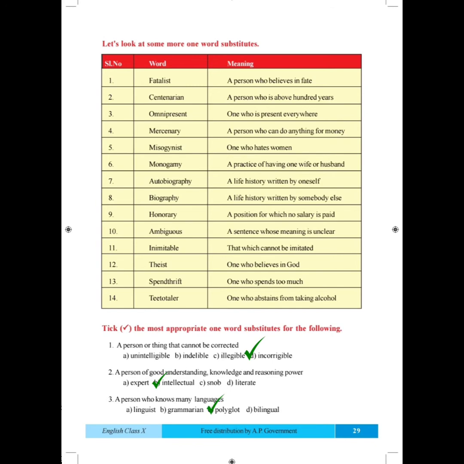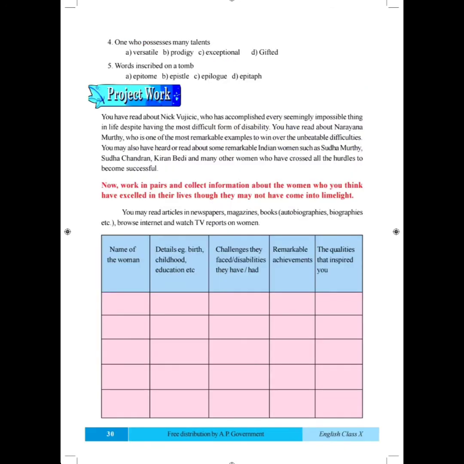Next one, fourth one. One who possesses many talents. And the options are A, versatile, B, prodigy, C, exceptional, D, gifted. And the answer is A, versatile. Fifth one, words inscribed on a tomb. A, epitome, B, epistle, C, epilogue, D, epitaph. And the answer is D, epitaph.